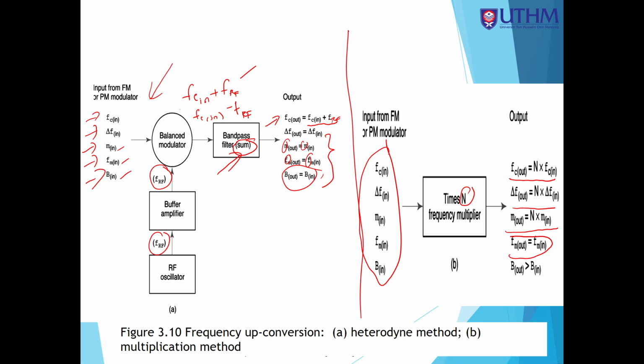Nilai frekuensi message tidak berubah. Nilai input frekuensi tidak berubah. Nilai beta akan berganda kerana nilai modulation index bertambah. Jika nilai modulation index bertambah, maka nilai beta akan bertambah. Okay.